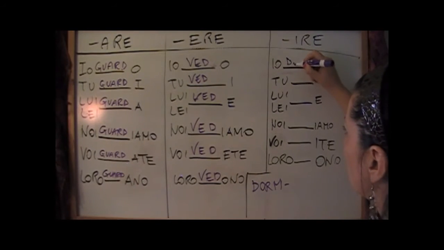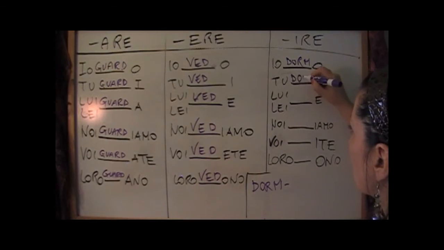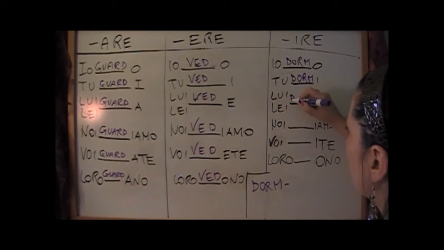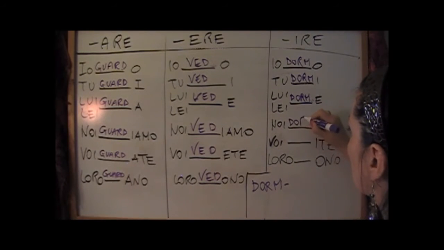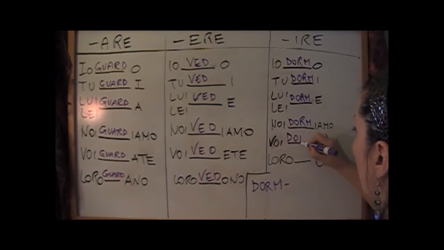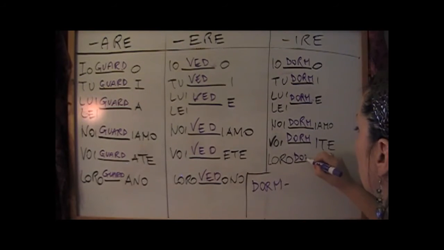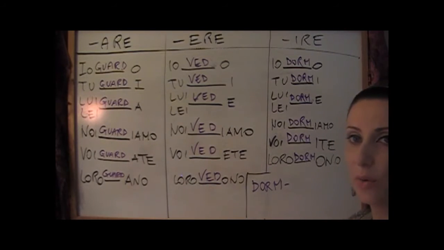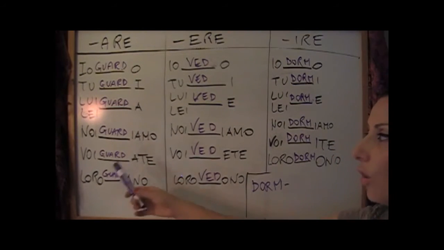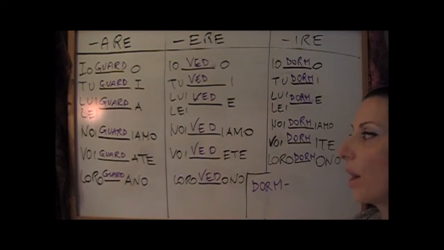You punch it here: io dormo, tu dormi, lui, lei dorme, noi dormiamo, voi dormite, loro dormono. So, let's read it all. After me. Io guardo, I watch. Tu guardi. Lui guarda. Lei guarda. Noi guardiamo. Voi guardate. Loro guardano.